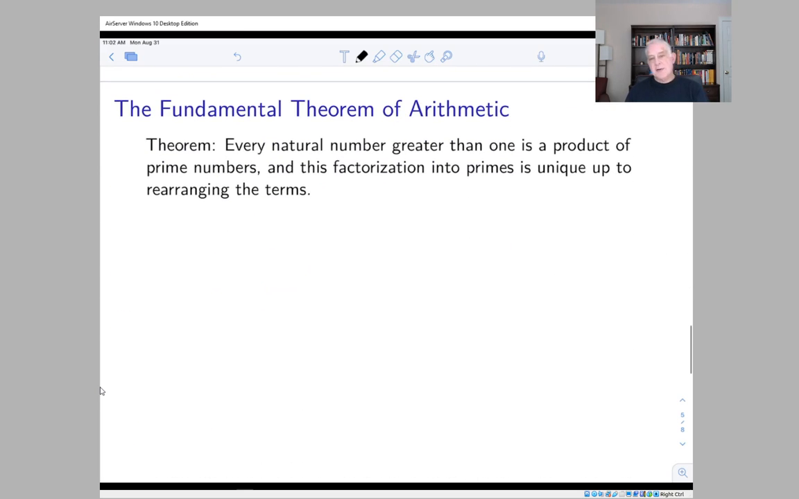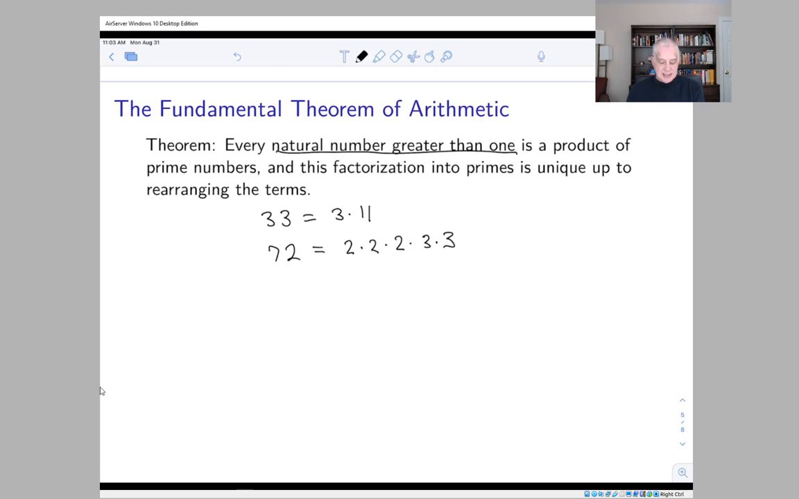The other thing we take for granted is factorization into primes. So if you take the number 33, it's 3 times 11. If you take the number 72, it's 2 times 2 times 2 times 3 times 3. What the fundamental theorem of arithmetic says is that every natural number greater than 1 can be factored into prime numbers. So presumably you believe this. It's often taken for granted in elementary school.